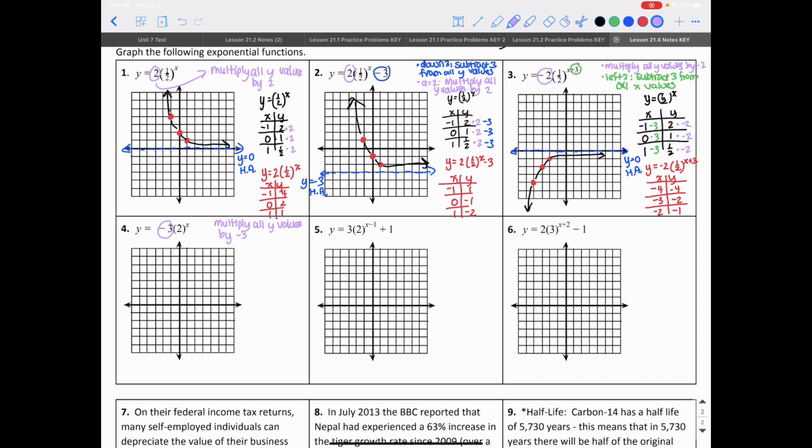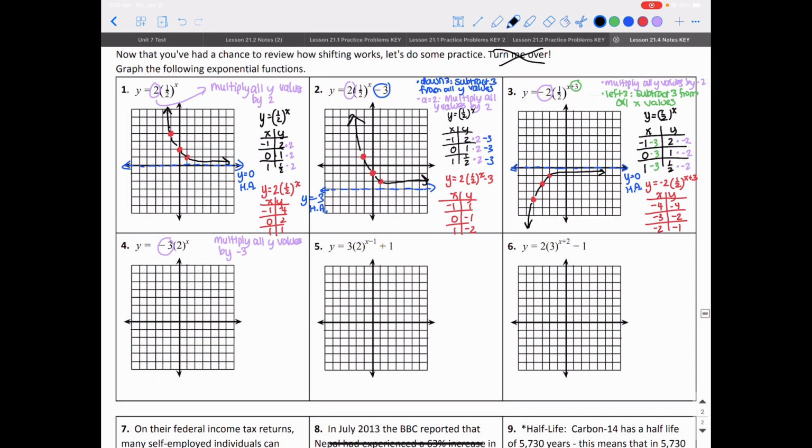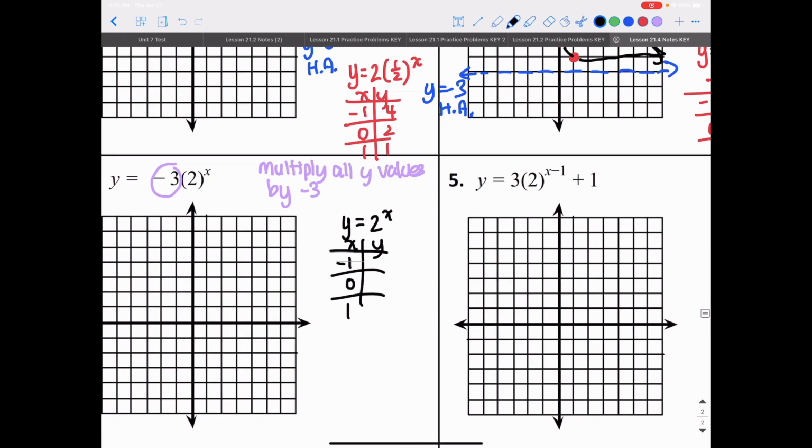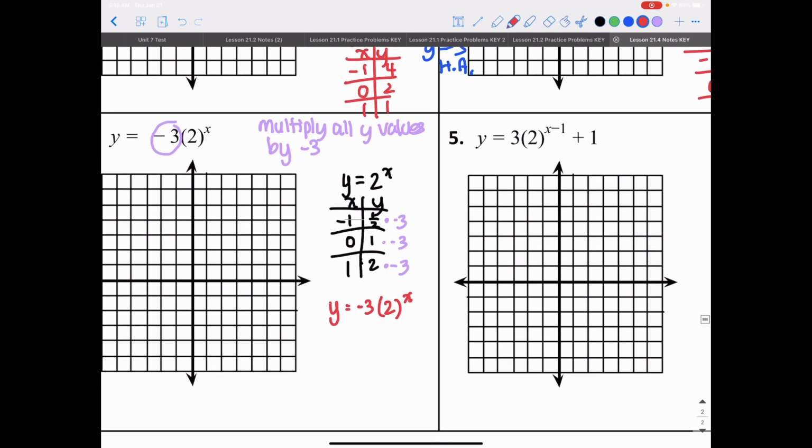by negative 3. And the difference is I don't have the same base. So I'm going to have a different parent function, and that parent function is going to be y is equal to 2 to the x power. I'm going to use negative 1, 0, and 1 again. But I'm going to have 1/2, 1, and 2. And I'm multiplying all of my y values by negative 3. And that's going to give me the function y is equal to negative 3 times 2 to the x power, which is what I want.